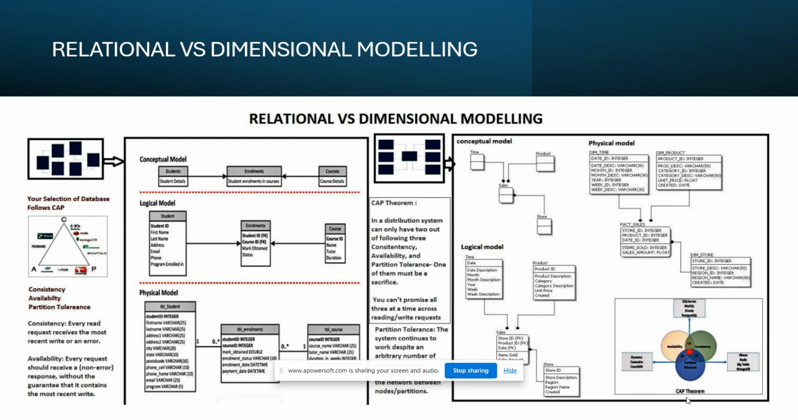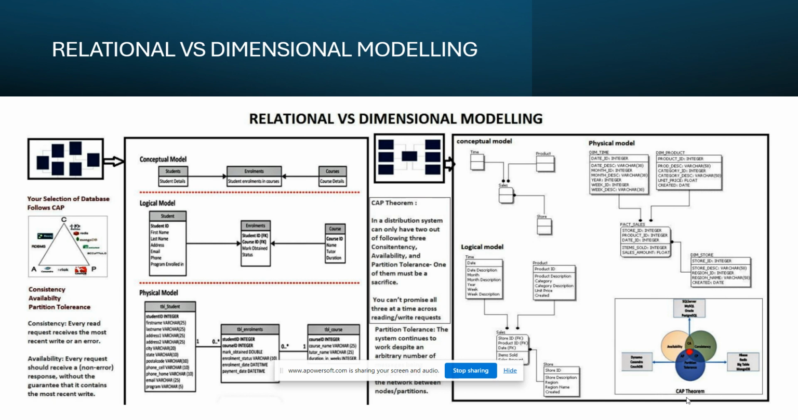The logical model will give you further detail of your conceptual model, with all your columns detailed out. May or may not, you can identify the data type. The physical model is an extension of your logical model. Here you need to identify the primary key, the foreign key, the data type, and your constraints, everything.